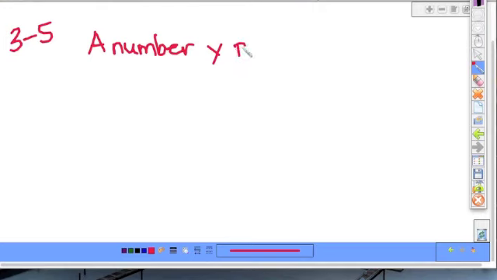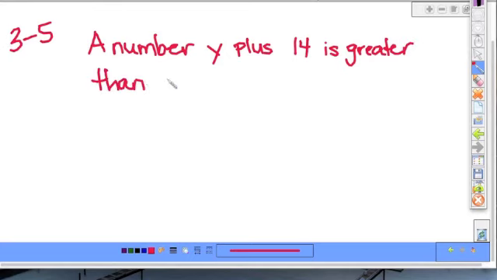y plus 14 is greater than 21. Okay, so we need to rephrase this into an actual equation.